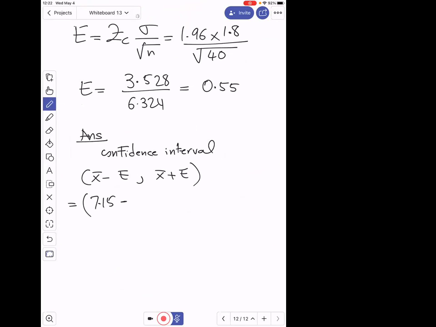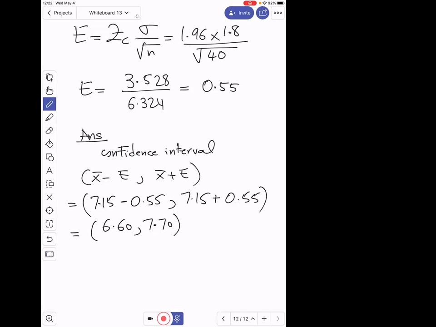7.15 minus E, 0.55. 7.15 plus 0.55, and so I think it's 6.6, and this is 7.7. Yeah, 7.70 or 7.7, it doesn't matter. The 0 doesn't change the answer. So that's the final answer, right?